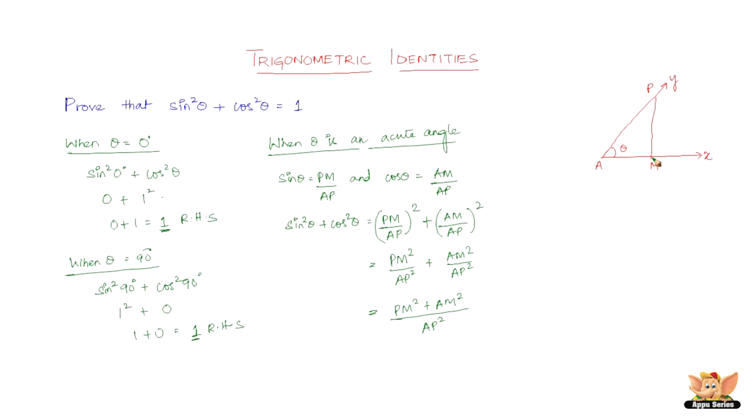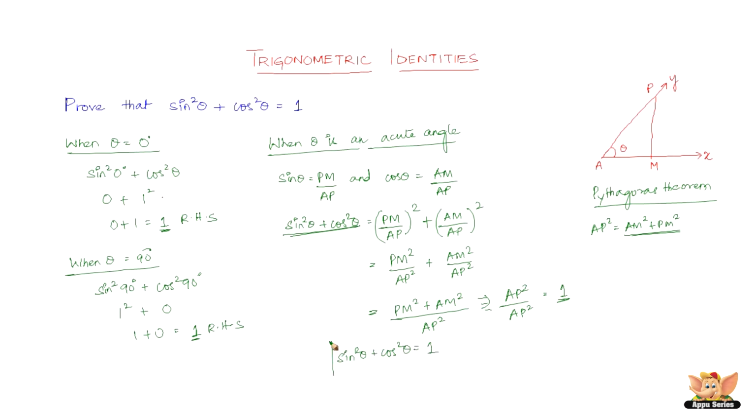So now what is PM square plus AM square? According to the Pythagoras theorem, the hypotenuse square, that is AP square, equals the sum of the squares of the other two sides. That is, AP square equals AM square plus PM square. So here AM square plus PM square becomes AP square, and AP square by AP square equals 1. So we start off from sine square theta plus cos square theta, replace that by these sides, solve them and reach 1. Hence sine square theta plus cos square theta equals 1.